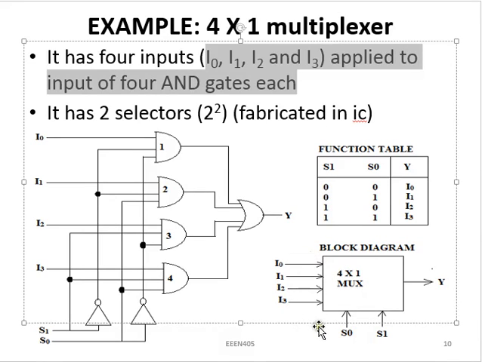These are my inputs, these are my selectors, and this is my output terminal. Within the block, I will write the size of that multiplexer. Like this one is a 4x1 multiplexer, and we write MUX as the abbreviation of multiplexer.